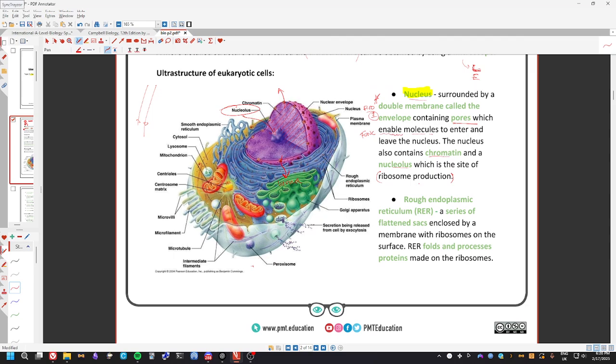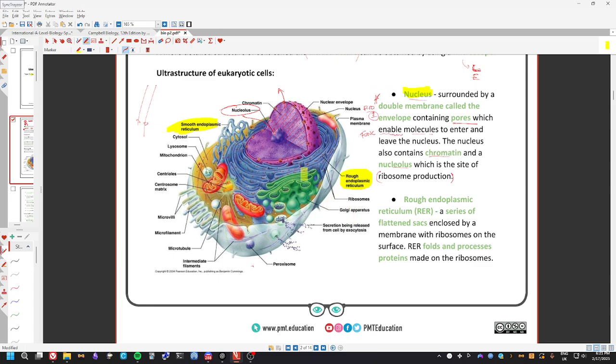Now, this is a new thing. You have your rough endoplasmic reticulum and also your smooth endoplasmic reticulum. So you have a series of flattened sacs enclosed by a membrane with ribosomes on the surface. Okay, this is a bit weird to say, but as long as you have the picture, I think it's fine. We have the rough endoplasmic reticulum shown over here, and you can see the smooth endoplasmic reticulum right over here, and you're going to see that they do look a bit different.